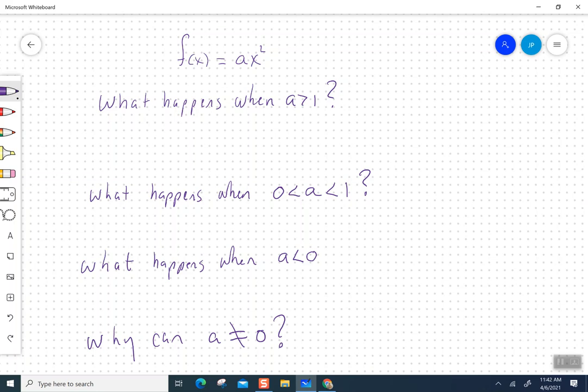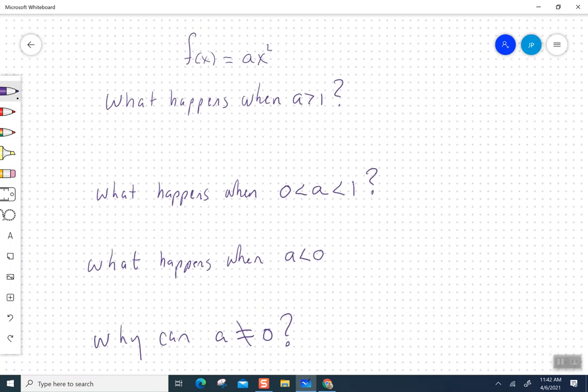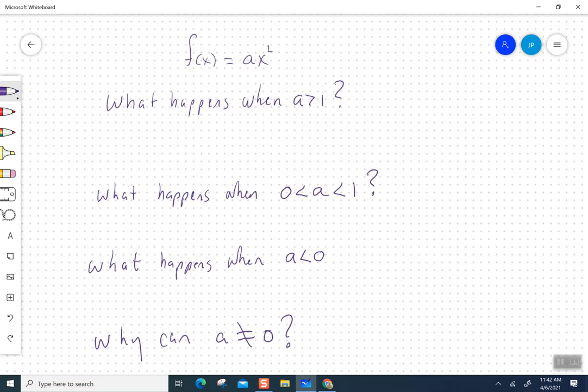What happens when a is bigger than 1? What happens when a is between 0 and 1? In other words, all types of proper fractions. What happens when a is smaller than 0? And I hope you understand what that means. That means all negative numbers. And why can a not be equal to 0? So let's start off with the first one. What happens when a is bigger than 1?